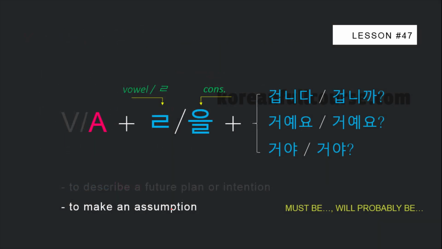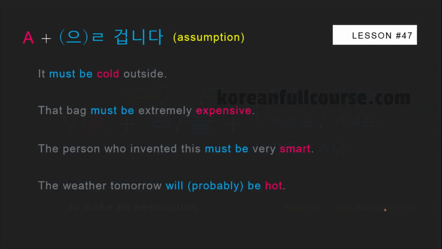So when you use this construction with adjectives, it has a different meaning. It means assumption and is most often translated into English as must be or will probably be. Try to translate the sentences by yourself. It must be cold outside. 밖에서 추울 겁니다.